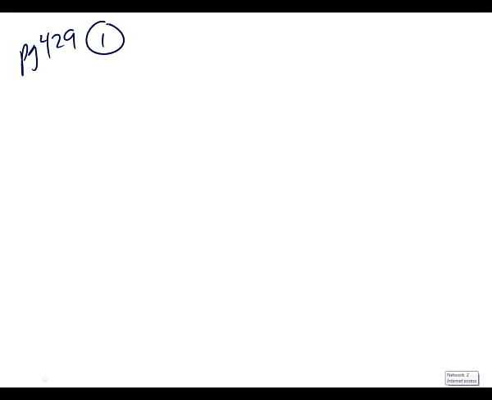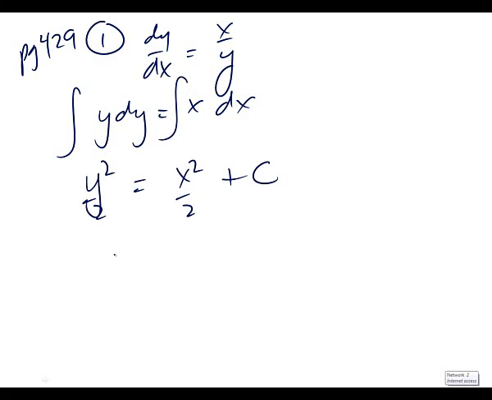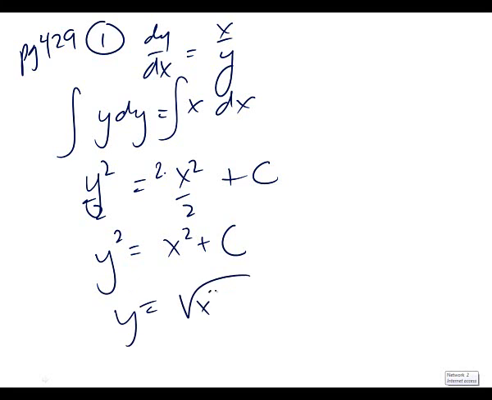Page 429, number 1. I shouldn't need to do this one. That's how easy it is. How do I move the y? You multiply. How do we move the dx? You multiply. Integrate. What do we get for the y when I integrate? Equals x squared over 2 plus c. What do I do to move this 2? Multiply. So we get x squared plus 2c, which is just c. You could leave it like that. It could be the square root of it. So both of these are good answers.